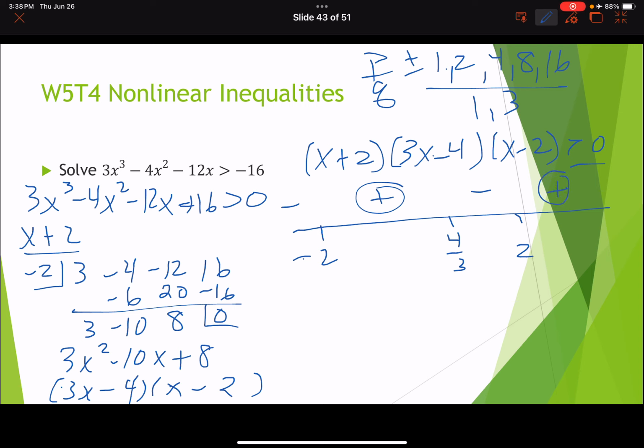So we have two areas that are a solution, and it's greater than but not equal to 0. So that means that negative 2 to 4/3 is a solution, union with 2 to infinity. Okay? All right, perfect.